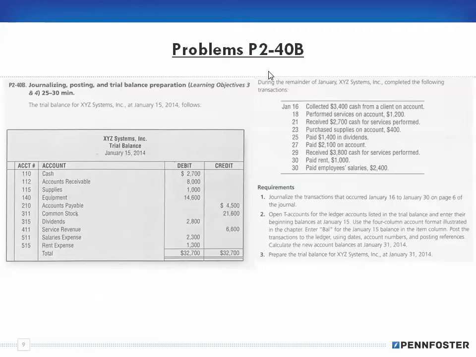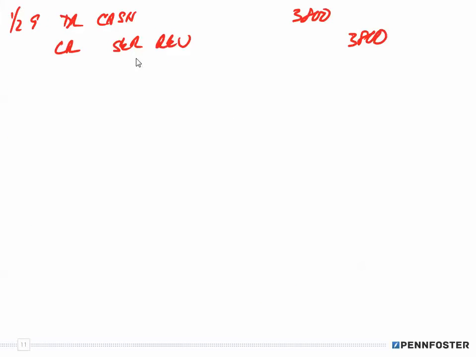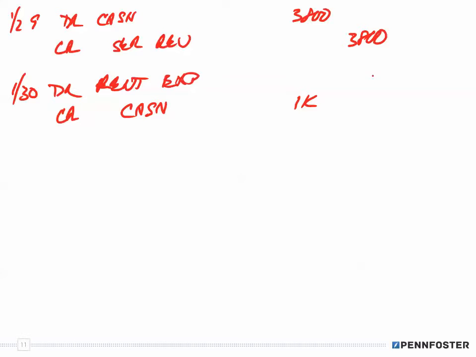Paid rent $1,000, so 1/30. I'm paying rent, so my cash is decreasing, so I'm crediting cash for $1,000, and I'm debiting rent expense for $1,000. Oops, wrong place for that.